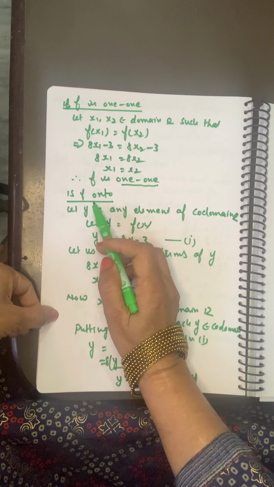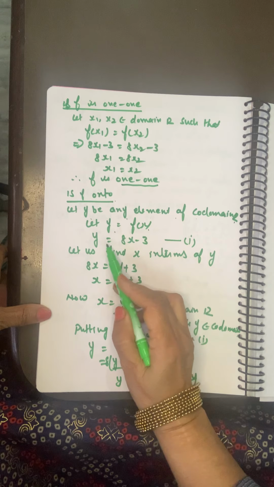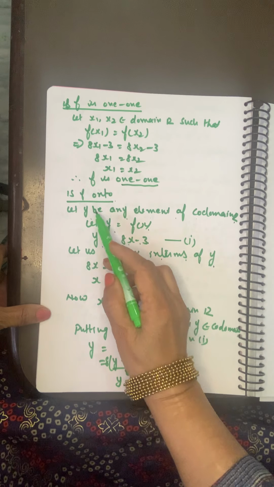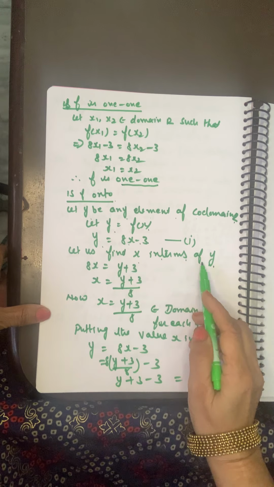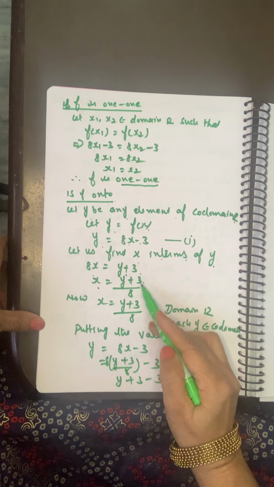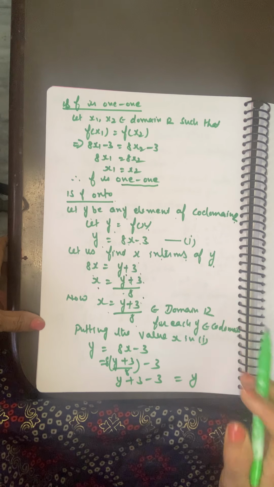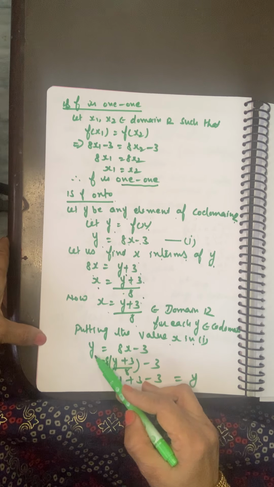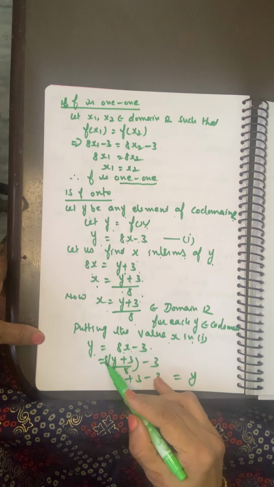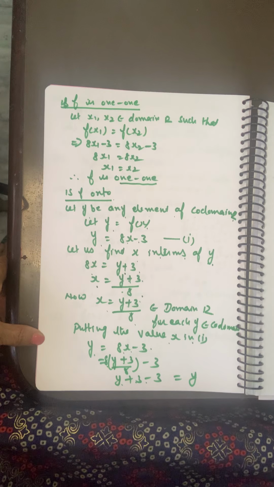Now we will check whether it is onto. Let y be any element of the codomain R. y equals f(x), y equals 8x minus 3. Let us find x in terms of y. For onto, let us define x in terms of y: 8x equals y plus 3. Here you will get the value x equal to (y plus 3) upon 8. Now x equal to (y plus 3) over 8 belongs to the domain R. Put the value of x in y equal to 8x minus 3: 8 into (y plus 3) over 8, minus 3. So 8 will cancel, y plus 3 minus 3, so 3 will cancel 3. This is equal to y.